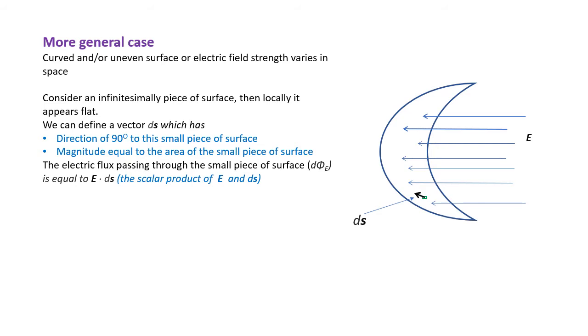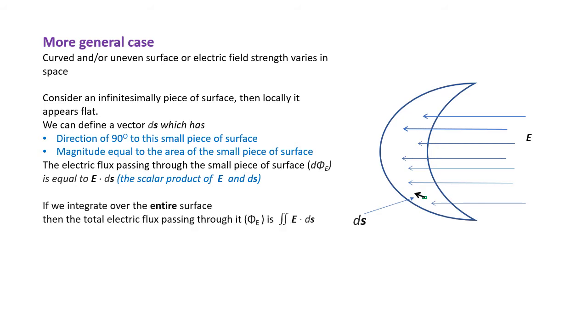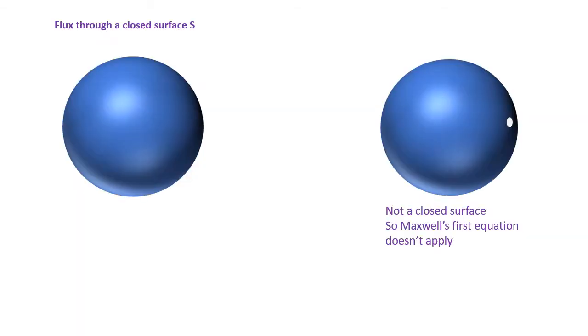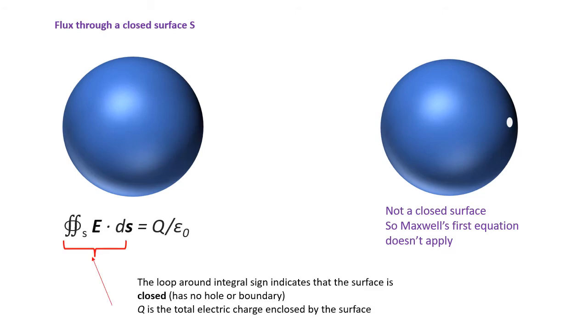If we integrate over the entire surface, then that will give us the flux passing through the surface. So if we look at the integral over the closed surface as a whole, what this is telling us is the flux which passes out through this closed surface is equal to the charge enclosed divided by the constant epsilon naught, which we've met before.